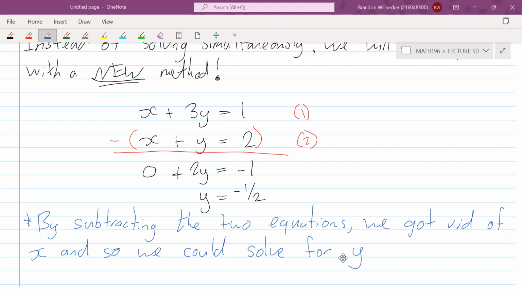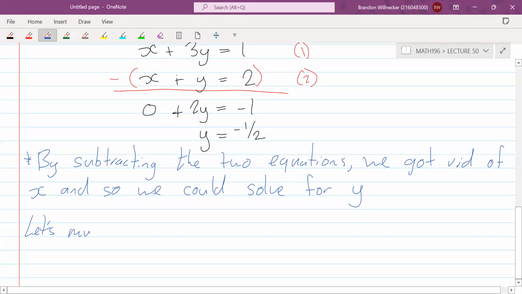But we're going to try to use this method of adding and subtracting equations to cancel things out. So instead of substituting back, let's see if we could add or subtract these equations to then get rid of y. In the first equation, we have 3y. In the second equation, we just have y. So if we add or subtract them, it's not going to cancel the y terms. However, if we multiply equation 2 by 3, then we are going to get 3y. So let's do that.